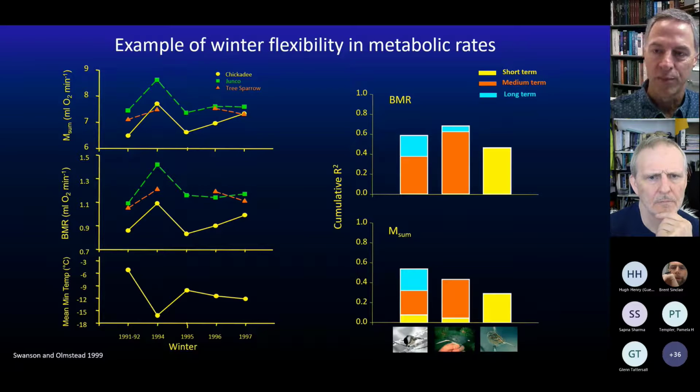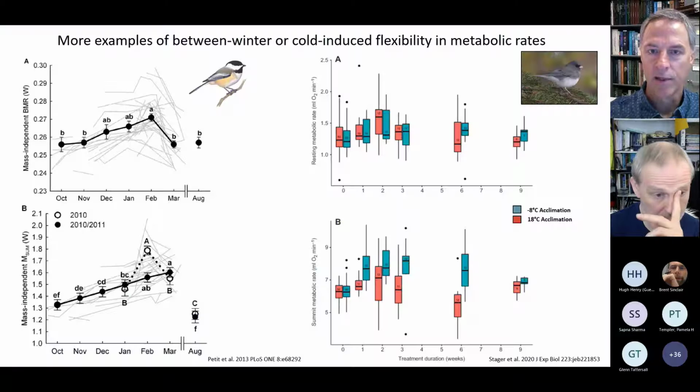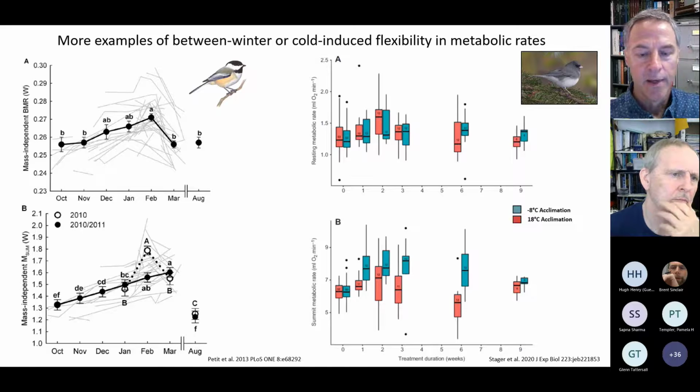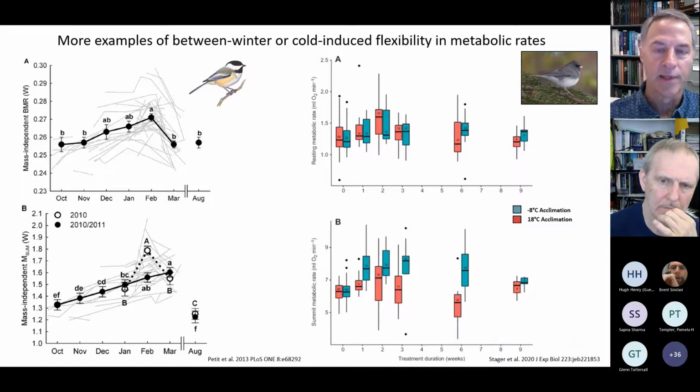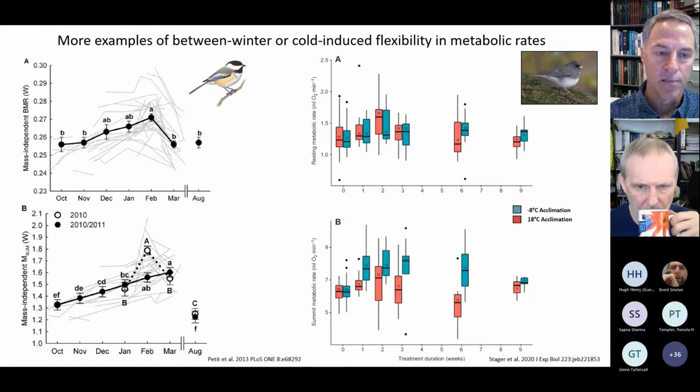So birds are responding to fairly short-term temperature variation. And here's a couple more examples of that. The left-hand panels are from black-capped chickadees in a study by Magali Petit and Francois Vezina that looks at the changes in basal and summit metabolic rates over the winter. And you can see they tend to increase throughout the winter as the temperatures get colder.